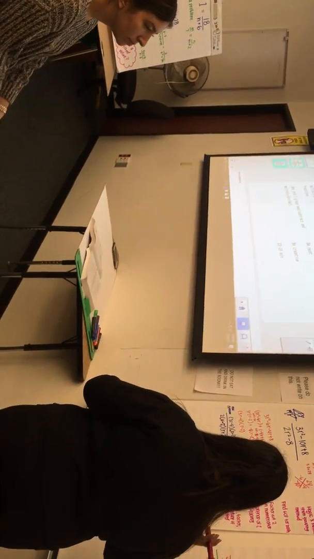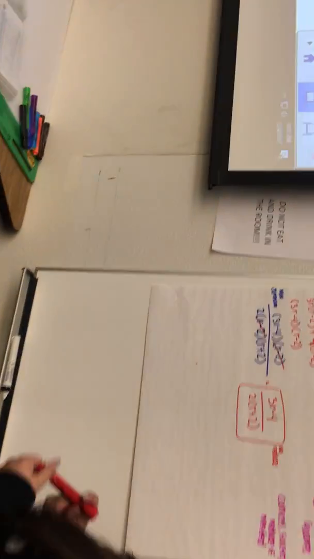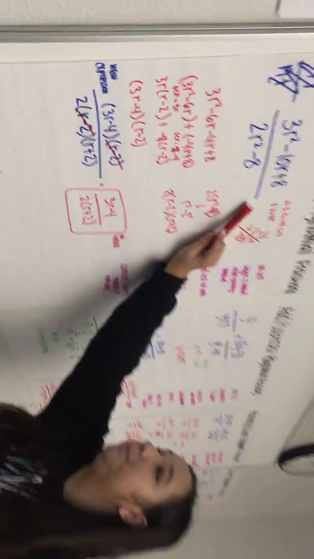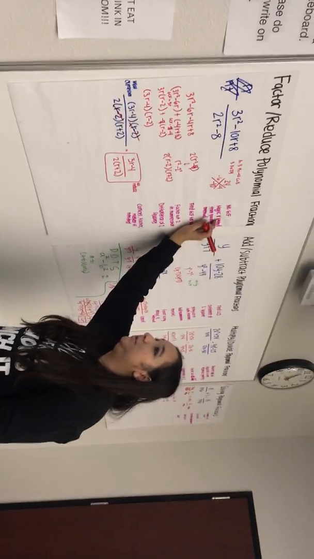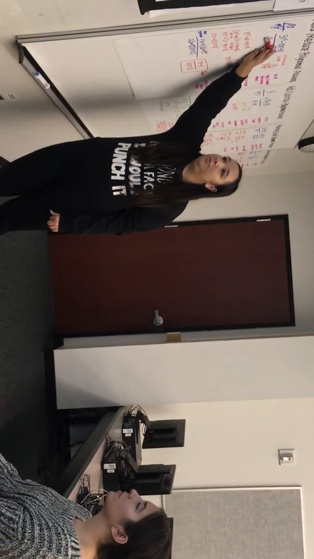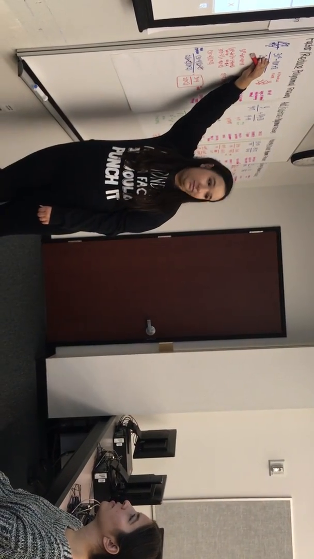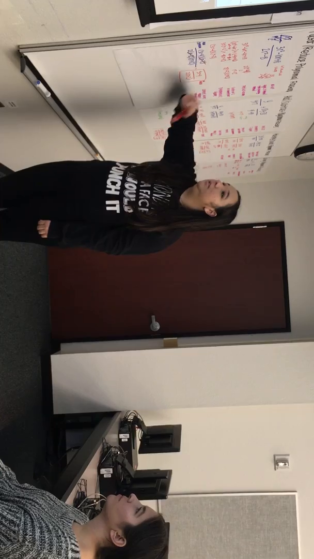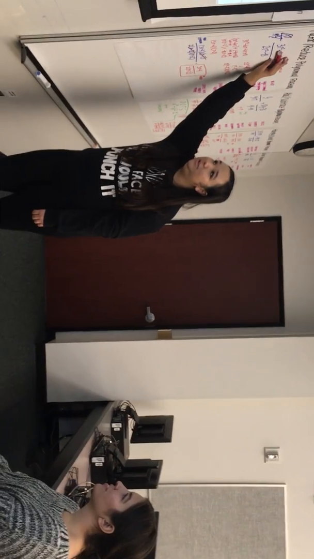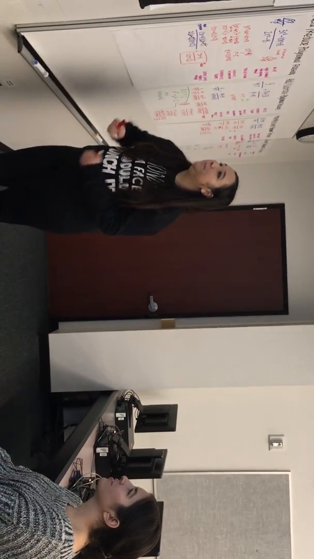So the first thing that we're going to learn today is factoring and reducing polynomial fractions. And this is an example here. Now the first thing that you want to do is always see if there's a GCF. Do you see any GCFs here of the numerator? Just in the numerator. No. And then, is there a GCF in the denominator? Yeah. Which is 2.